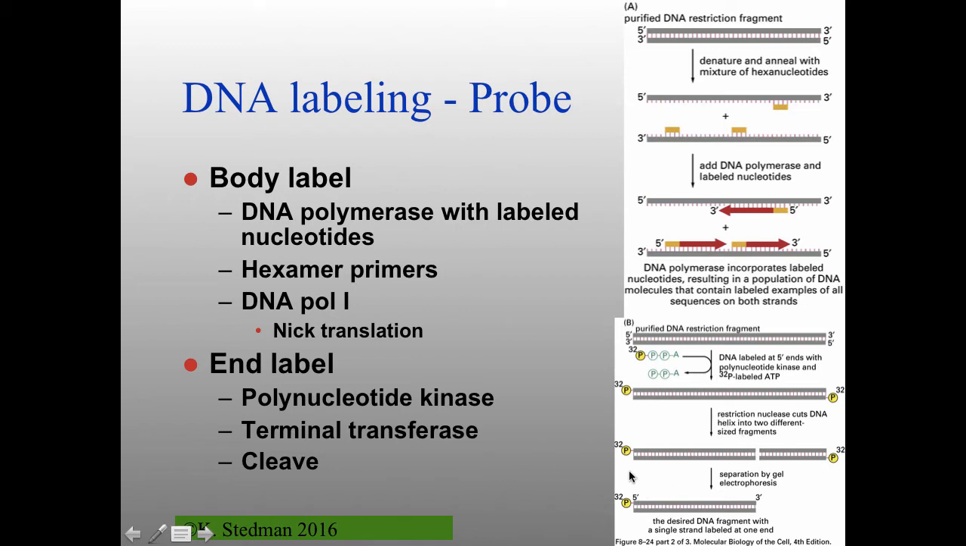So you can basically do exactly the same thing at the 3' end using this enzyme called terminal transferase that will just label the 3' end. So if you want the 3' end, you use one, 5' end, you use the other.